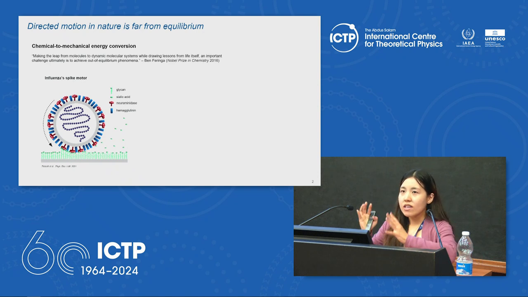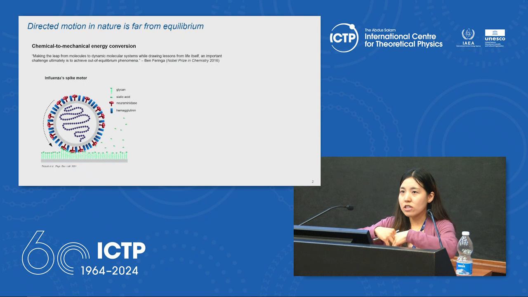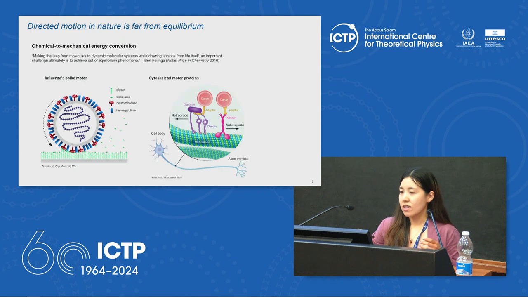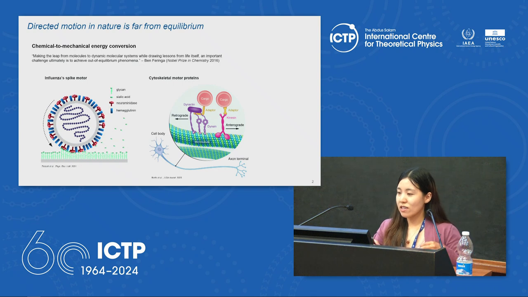And this is how the influenza virus can roll on a cell surface until it finds a suitable entry point into the host for infection. Another exemplary system is given by the cytoskeleton motor proteins that were already introduced today in this session, such as dynein, kinesin. They transport very important cargoes, such as organelles, large RNA, protein complexes inside the cell for cytokinesis, chromosome movements, so they're all functions that are essential to life.